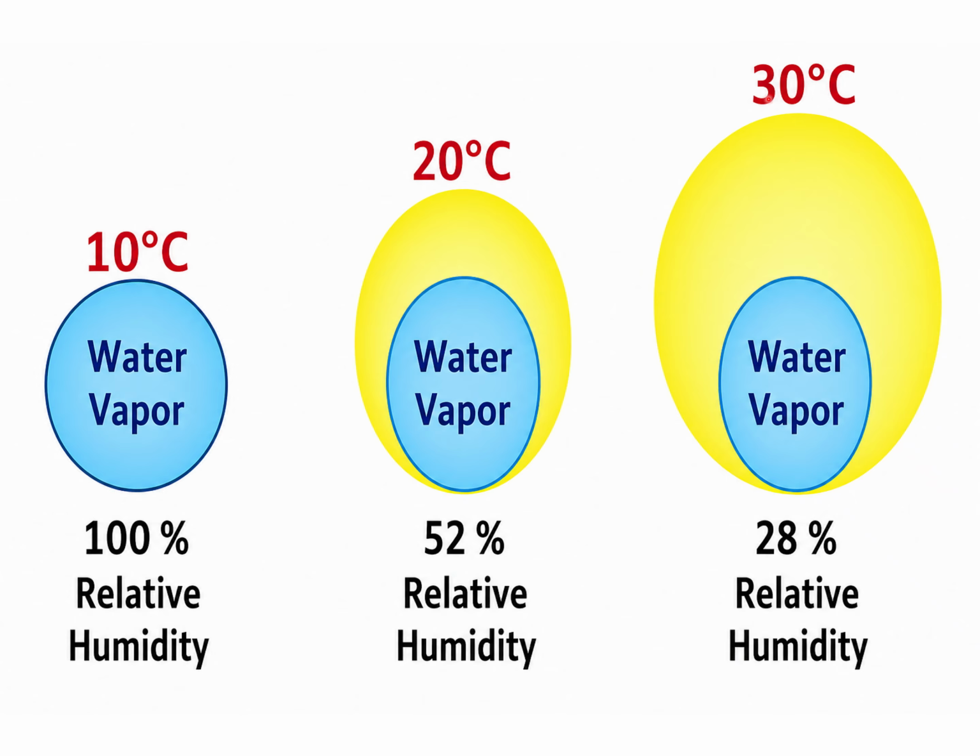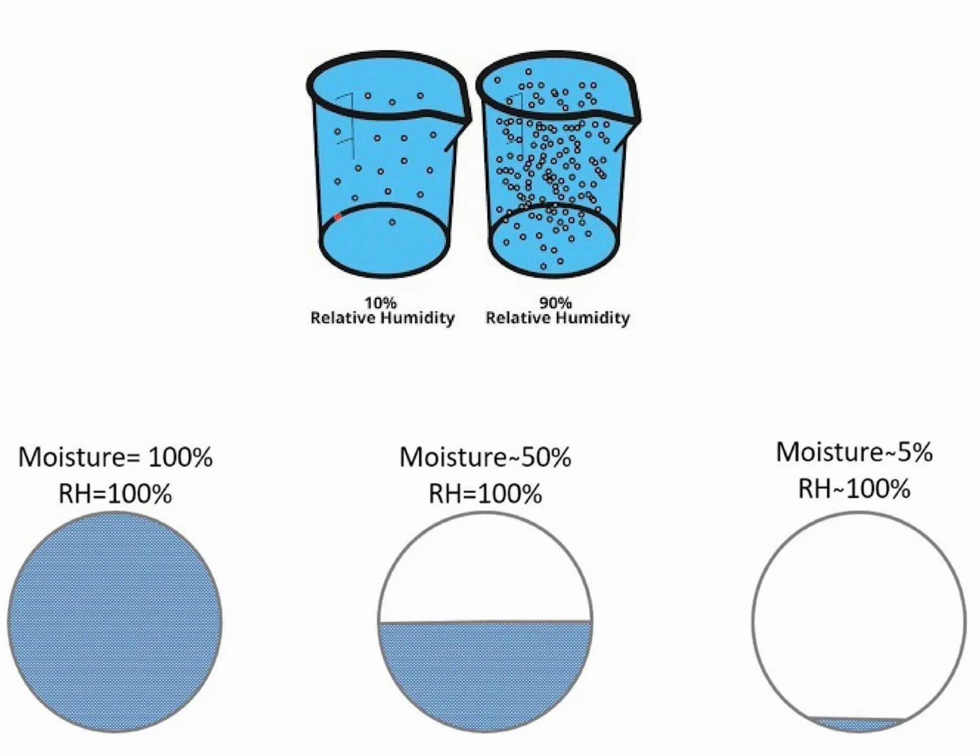And whenever temperature is increasing, then air volume is also increased, but water vapor is fixed. Then what will happen? The relative humidity will decrease. So this is the overall concept of relative humidity. For better understanding, please look at this. We can easily understand that is 10% relative humidity, that is 90% relative humidity.